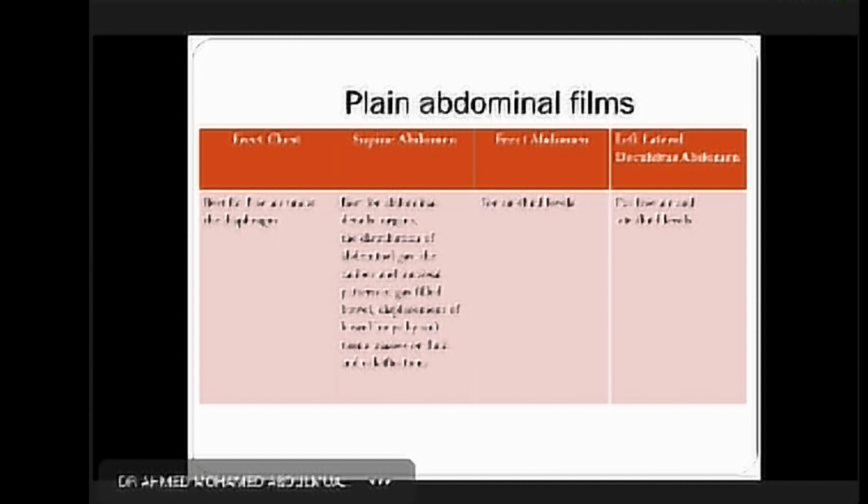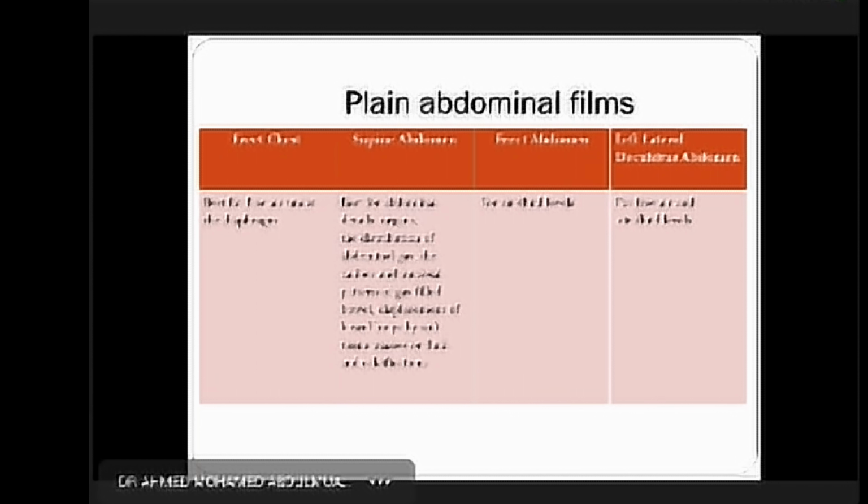The patient will stand for 6 to 8 minutes, then they will take the X-ray. A small amount of air will be obviously seen under the diaphragm. So erect chest radiograph is indicated in case of free air under the diaphragm or free intra-abdominal gas.